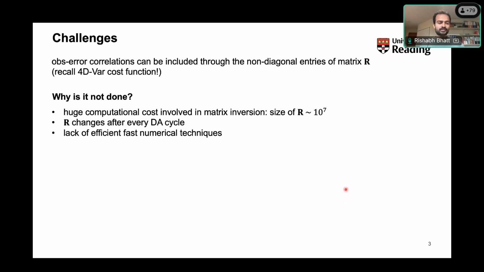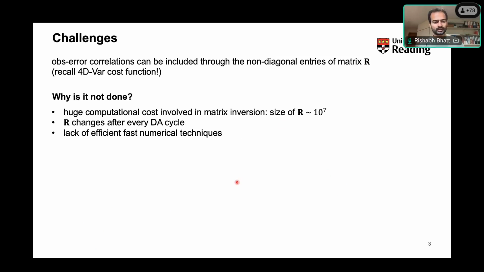But what are the challenges? The observation error correlations can be included through the non-diagonal entries of the matrix R. If you recall the 4D-Var cost function, you have the observation error covariance matrix, of which you use the inverse, because the higher the observation errors are, the less trust you have in the observations, and vice versa.